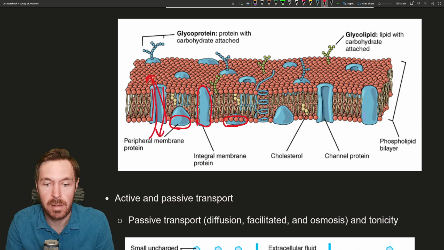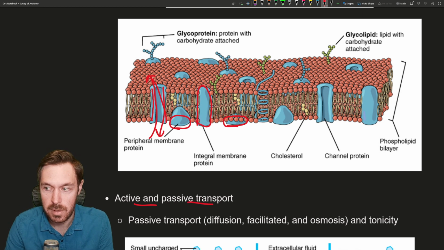Not everything can move through the cell membrane. When we talk about active and passive transport down here next, we'll talk about how these things move through via proteins or freely move through.